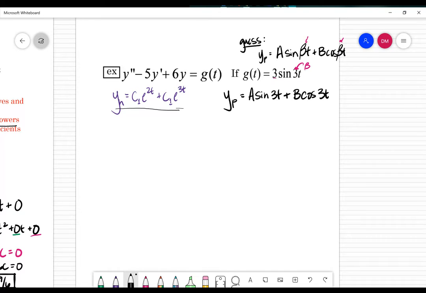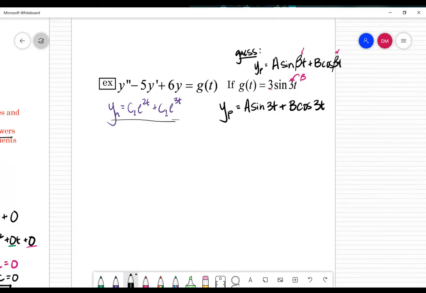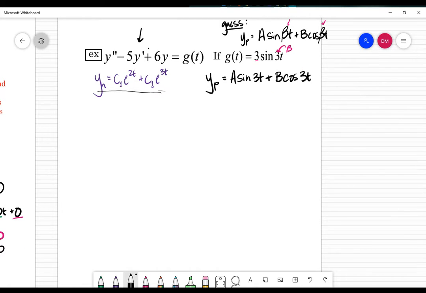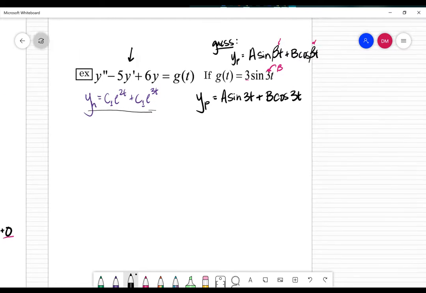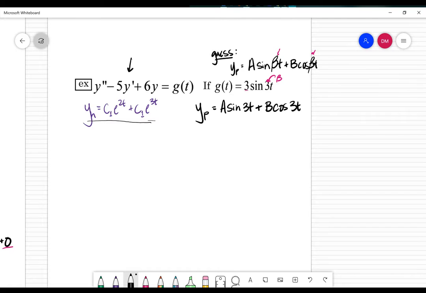Now, if I solved my characteristic equation over here on the left in order to get my homogeneous solution, and let's say I had complex roots, and part of that complex root was sine of 3t, cosine of 3t, then what I would have to do is take y sub p and just multiply it by an additional factor of t. It's really as easy as that.